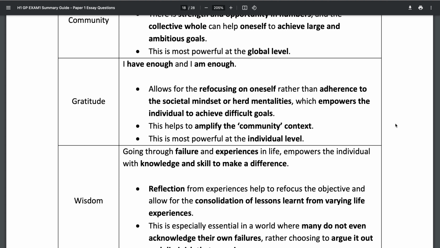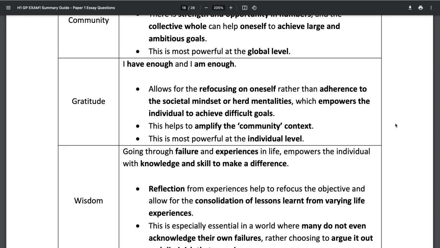Gratitude is about the idea that I have enough and I will always be enough. Okay? It allows for refocusing. Basically, instead of adhering to the herd mentality, instead of adhering to the norm, I am empowered to make my own choice. I am empowered to do the things that I want to do, what I believe, so that I can achieve my own very difficult goals.